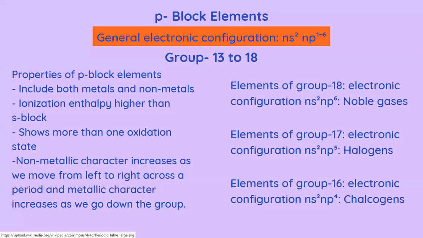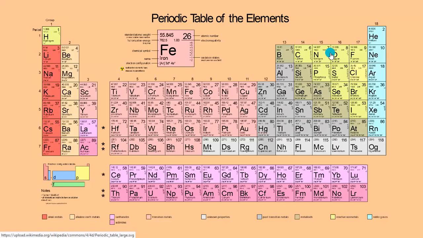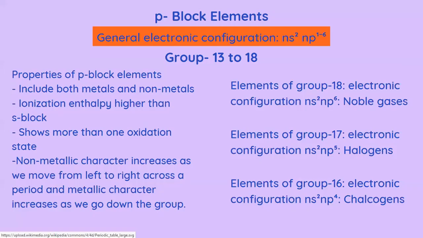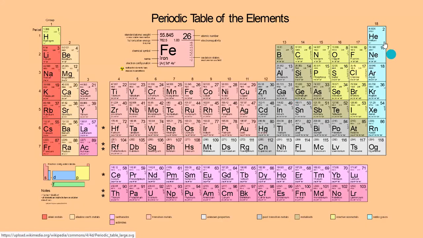Next, the properties of p block elements. So first of all, the general configuration is ns2, which means its s orbital is completely filled, and p orbital is going to get filled, and it varies from 1 to 6. And that's why you have 6 groups in the p block. So first of all, the electronic configuration of this group is going to be full. I'm not talking about helium, excluding helium, that is.